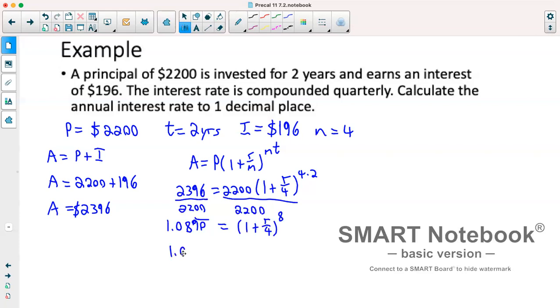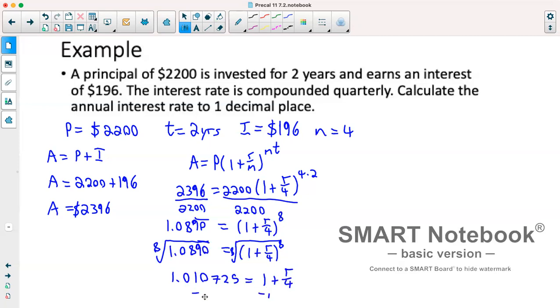So I'm just going to rewrite that down here. So we've got 1.0890, where 90 is repeating, equals 1 plus r over 4 to the 8. So we now need to get rid of this exponent. So we'll do the opposite operation and take the 8th root of both sides. So that gives us 1.010725 is equal to 1 plus r over 4.